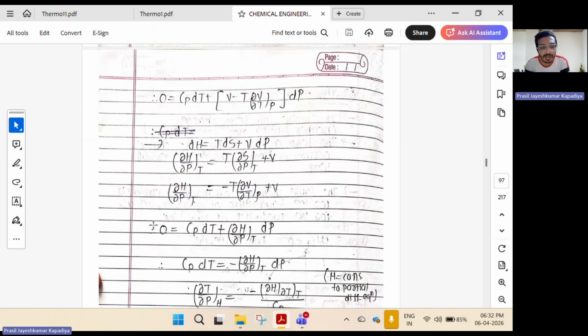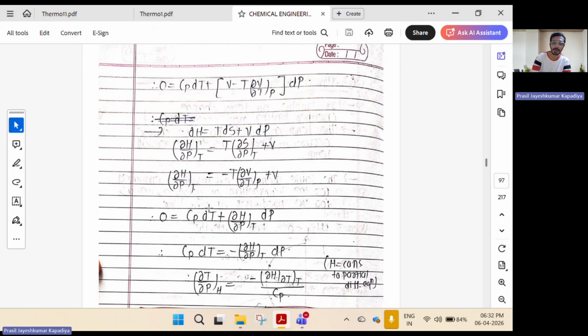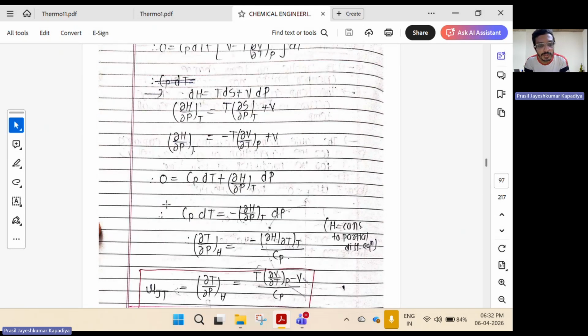So what we can write? We can write it down as 0 is equal to Cp dT plus this term, V minus T del V del T at constant pressure, which is nothing but del H by del P at constant temperature, dP. So this term we replaced with del H del P at constant temperature. So if I put it here, I have 0 is equal to Cp dT plus del H del P at constant temperature dP. So Cp dT is equal to minus del H del P at constant temperature dP.